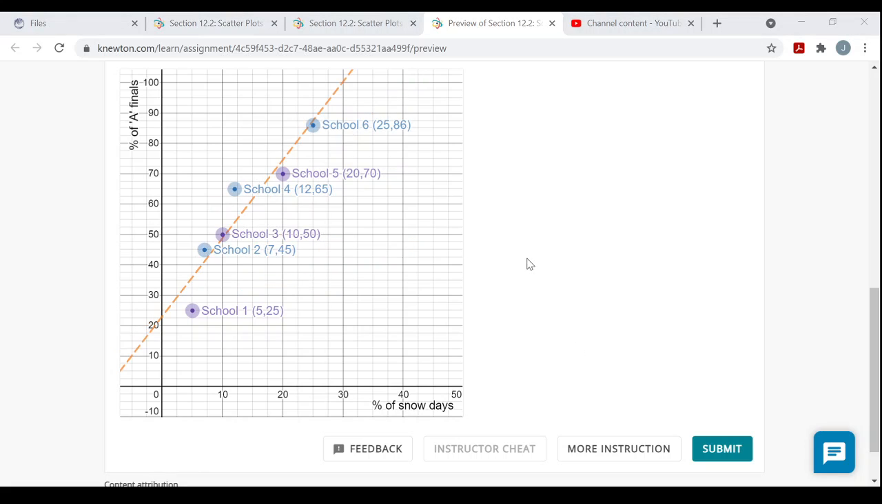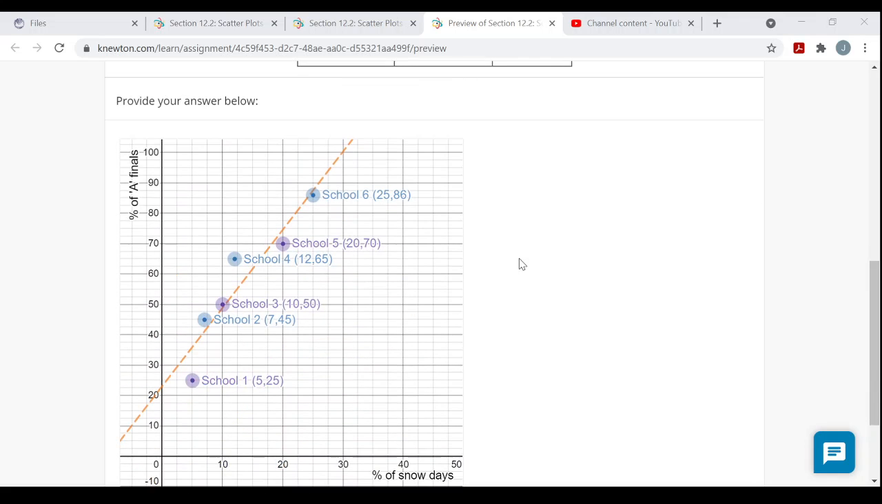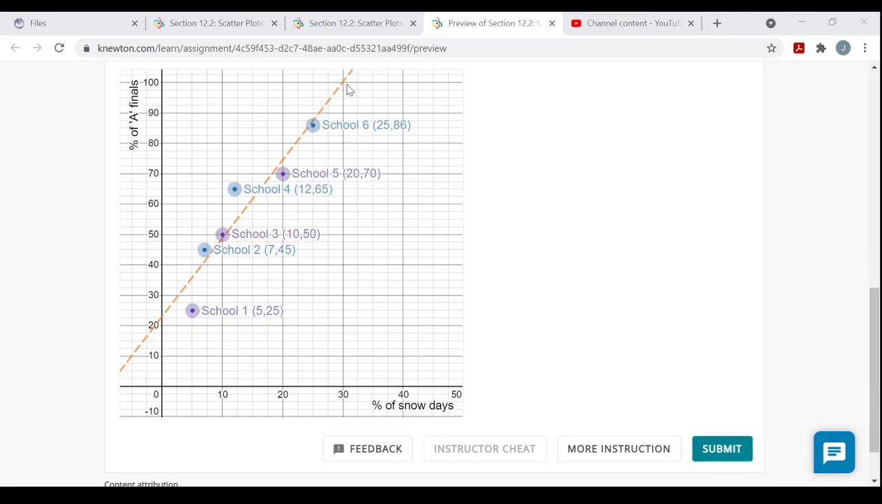All right, so I've done this, moved all these schools to their respective ordered pairs. And look, they even have this dotted line here. This is the best fitting line for this data, right? This is the line that comes closest to hitting all these points, or with the least amount of error. And in a future video, we're going to see how to find this line ourselves. Here they're giving it to us, but later we're going to see how to find that ourselves.